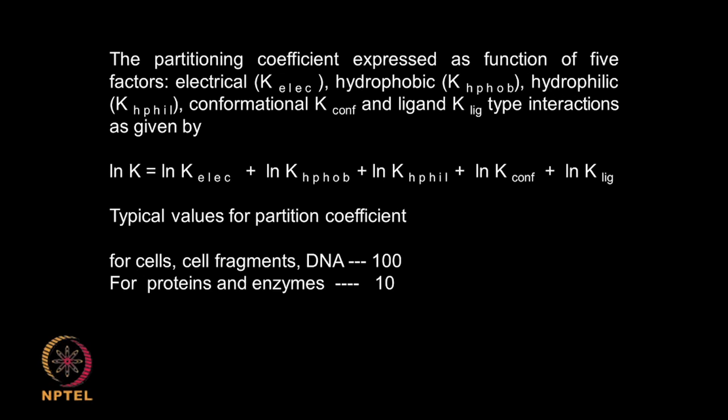So, the partition coefficient is expressed as a function of 5 factors: electrical, hydrophobic effect, hydrophilic effect, conformational effect and ligand type interaction. So, that is how we calculate. And typical values for partition for cell fragments, DNA, 100, for proteins and enzymes, 10. So, what does that mean? If I have a PEG solution, cells and debris will partition preferentially rather than the proteins and the enzymes.